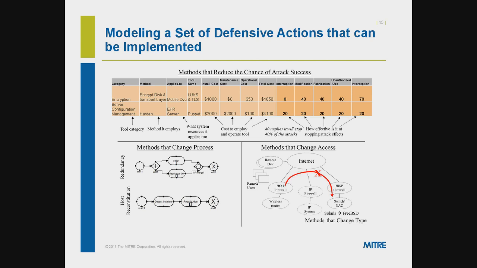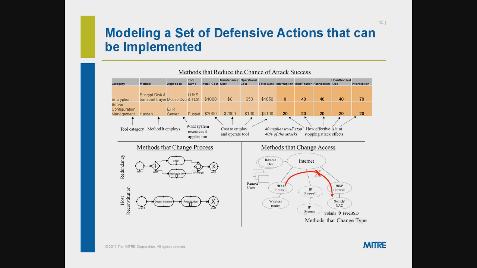There are things that reduce the chances of attacks succeeding. So here, encryption is really good for stopping interception, but it's absolutely no good at all for stopping interruption attacks. Things like server hardening is kind of not really good at anything, but it's somewhat useful for everything.